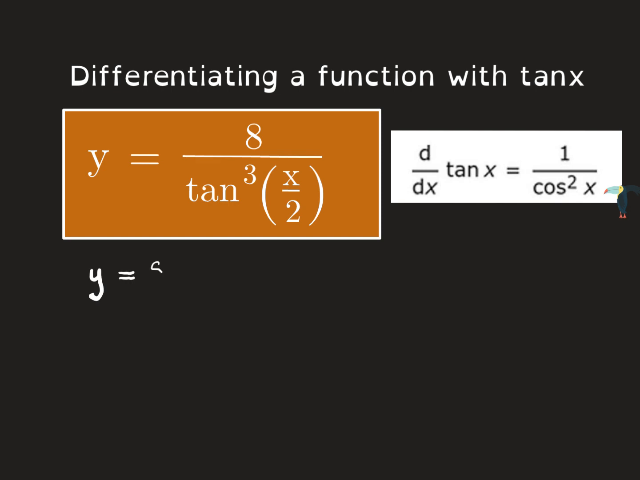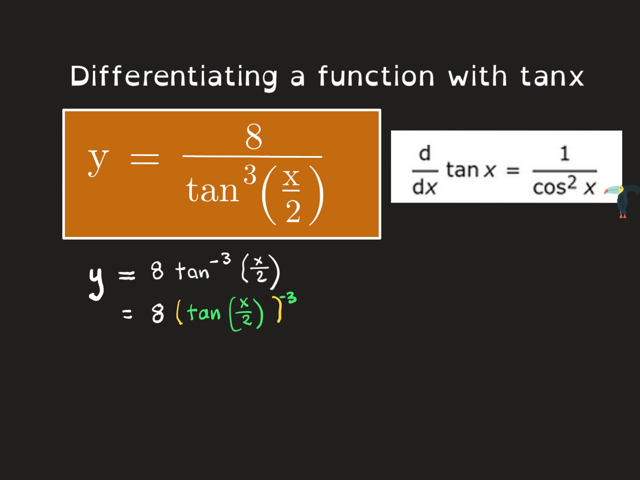So first we'll write the 8. And if we want to bring the tan up, we need to make it to the exponent of minus 3. We then write x on 2. So it is simpler if you actually think of the tan to the negative 3 within these yellow brackets here. So now I can write the tan. I'll write the 3 down here.